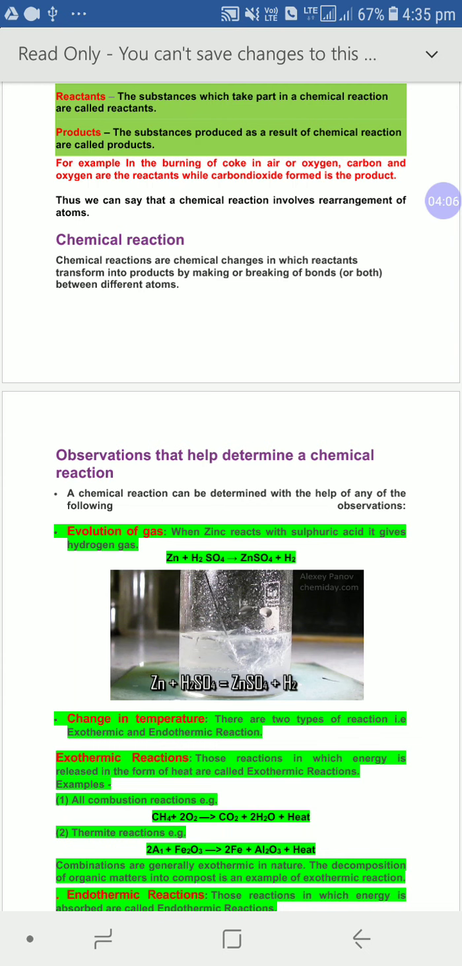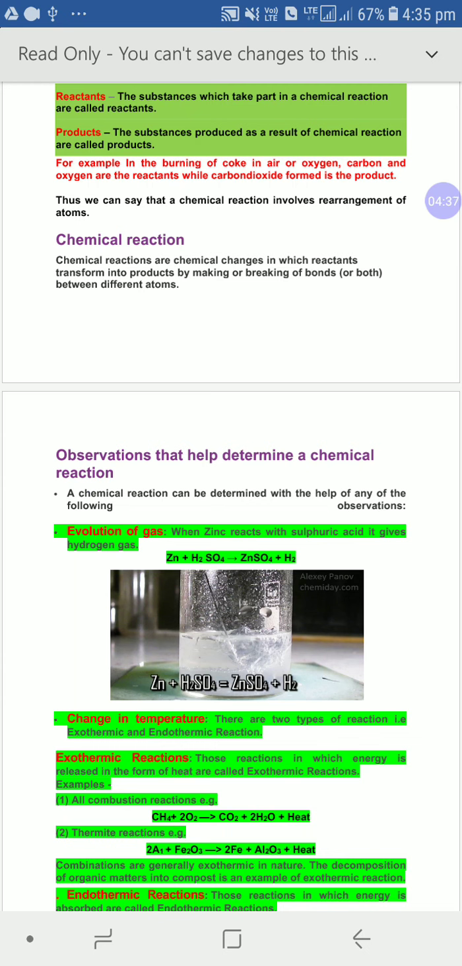So what are the reactants over here? Zn plus H2SO4, the compound and element present on the left hand side, are called reactants. And the product, the result, that is ZnSO4 plus H2, the new things produced on the right hand side, are known as products. I hope that is clear. Now in any chemical reaction something evolves. So in this reaction hydrogen gas evolved.